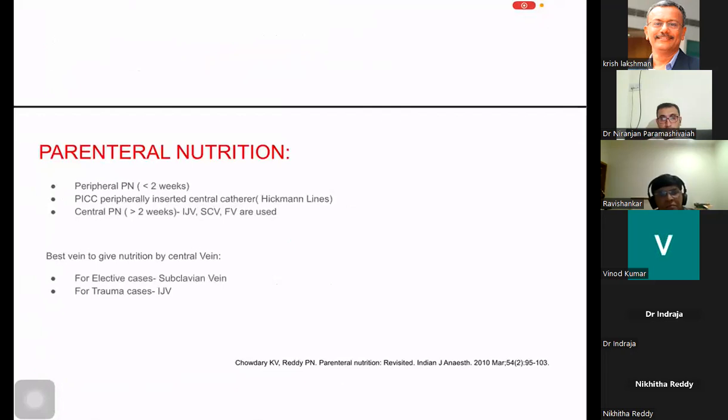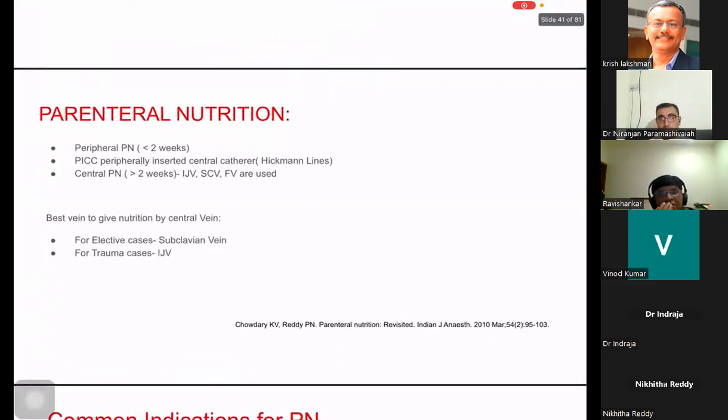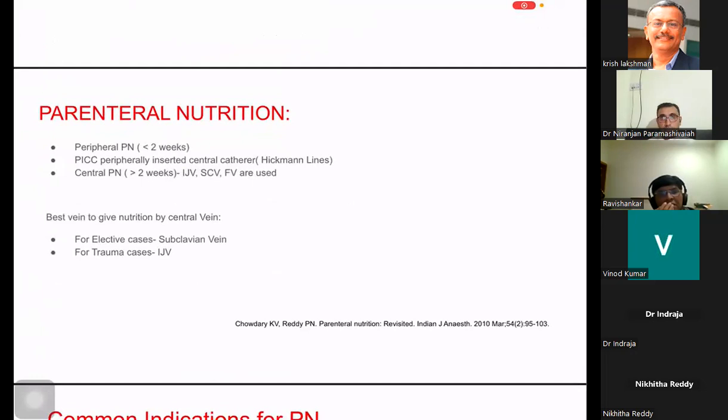And the various types of parenteral nutrition are peripheral line, peripherally inserted central lines, and central parenteral nutrition. And the best way to provide the nutrition centrally is, in an elective case, the subclavian vein, and for trauma cases, it is an IJV.